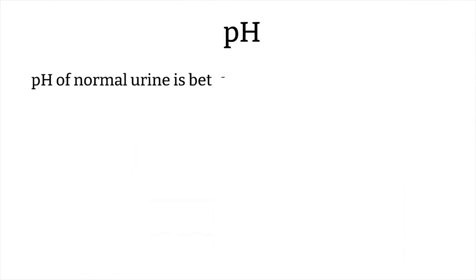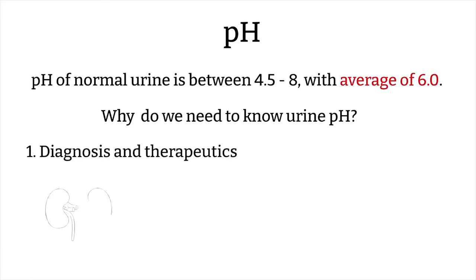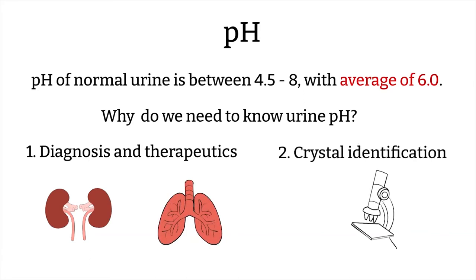pH. The pH of normal urine is between 4.5 to 8 with an average of 6. There are two main reasons for knowing urine pH. One is for diagnostic and therapeutic purposes, since the kidney is one of the two organs that regulate acid and base in our body. Another is to help with identification of crystal formations found during the microscopic part of the urine analysis.